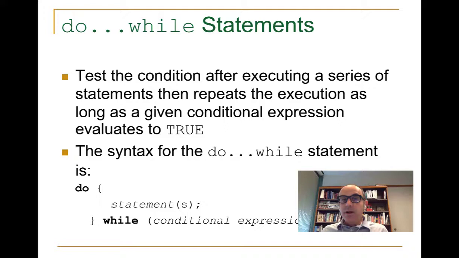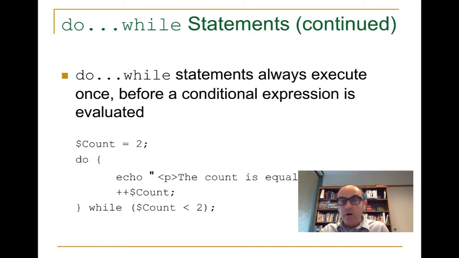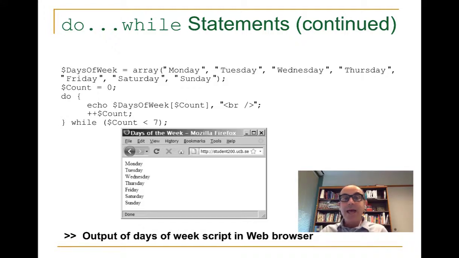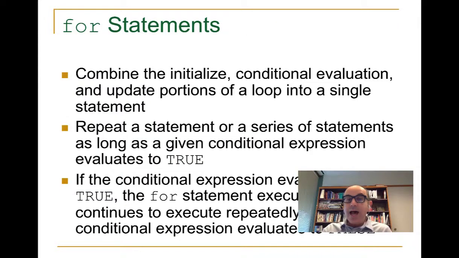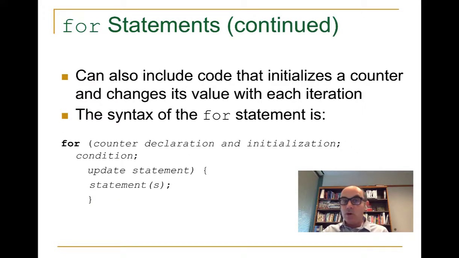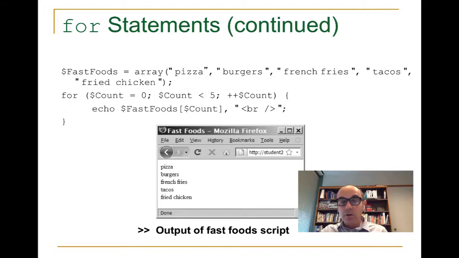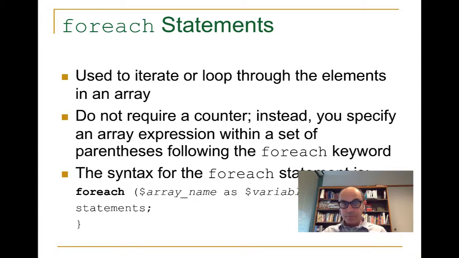Do while tests the condition after executing a series of statements, then repeats the execution as long as the condition expression evaluates to true. So the syntax of do while is the following, and this is how it will apply. And again, this is the code and how it combines them. So again, the true and false, as I repeated in JavaScript, the same thing and the same conditions that we often apply.